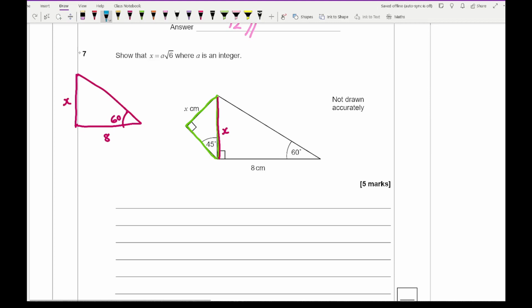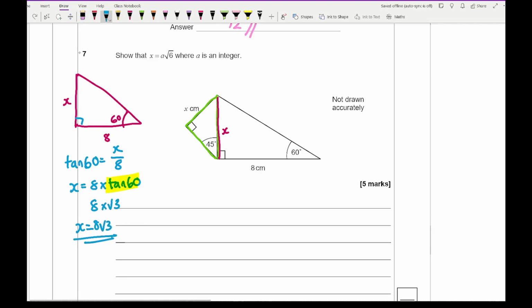Now using SOHCAHTOA trig, I'm going to use tan, so I've got tan 60 equals x over 8, so x equals 8 times tan 60. Tan 60 is root 3. So that then becomes 8 times root 3, so x equals 8 root 3.